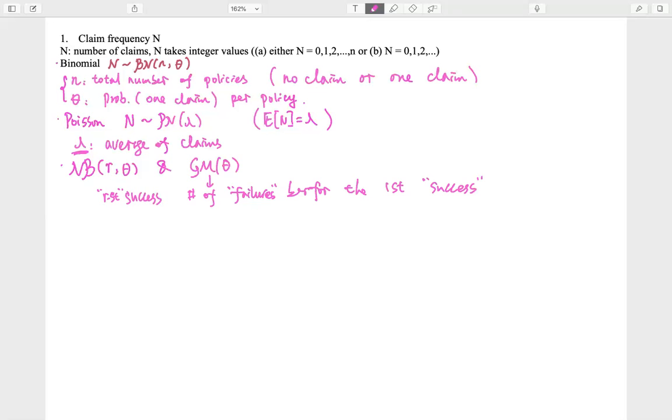Which means if you set R to be 1, it's exactly the same as geometric distribution. Okay, those are the AB0 class. Those 4 examples, we have 4 distributions. These are the most important things you need to know from chapter 1.